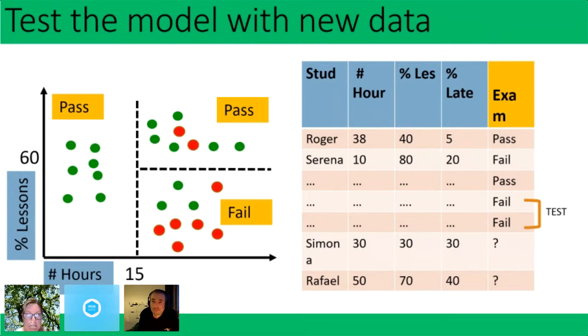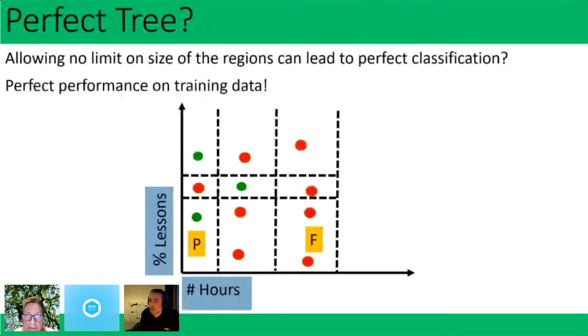And here, if we don't have a stopping phase, the algorithm could go forever, until every single data point is classified. You see, and it will be perfect. So it will find perfect regions for each data point, and it will be correct. So it will have a perfect performance on the training data. So it will have a perfect classification.